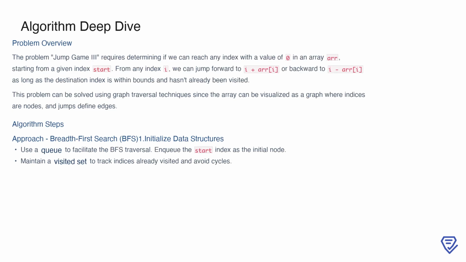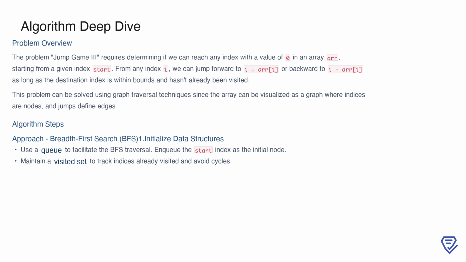The problem Jump Game 3 challenges us to determine whether we can reach any index in an array ARR that has a value of 0, starting from a given index start. From any index I, you can jump forward to I plus ARR[I], or backward to I minus ARR[I], as long as the destination index remains within the bounds of the array and hasn't already been visited. To solve this, we can use graph traversal techniques by visualizing the array as a graph where each index is a node and the jumps represent the edges connecting these nodes.